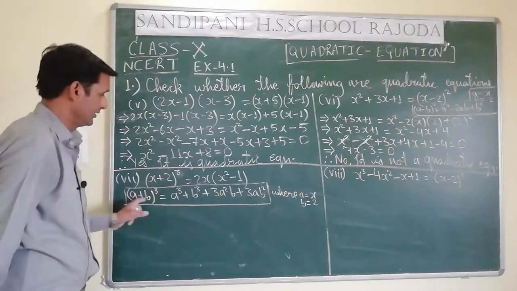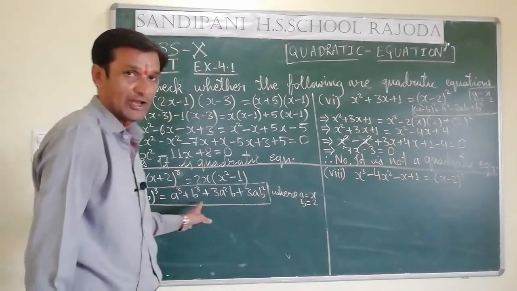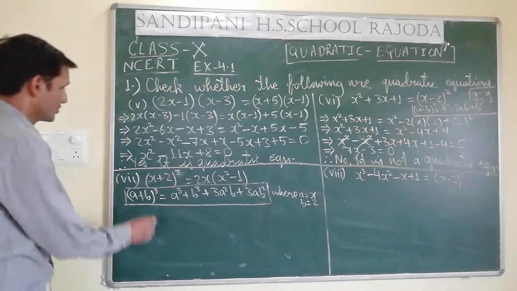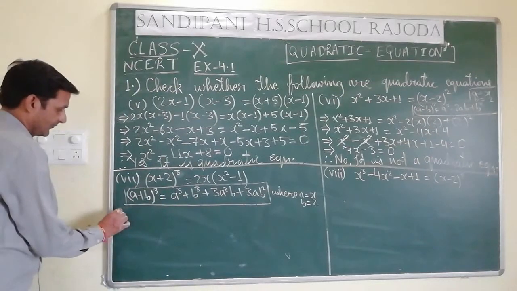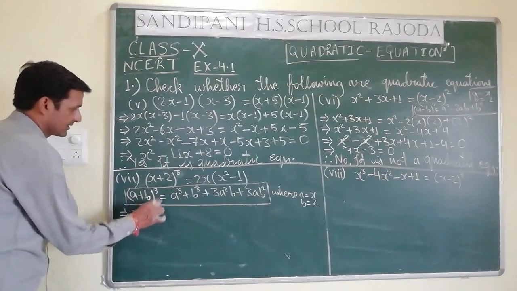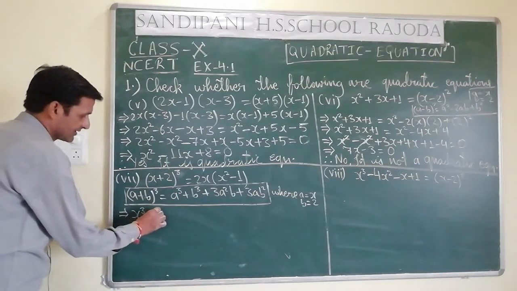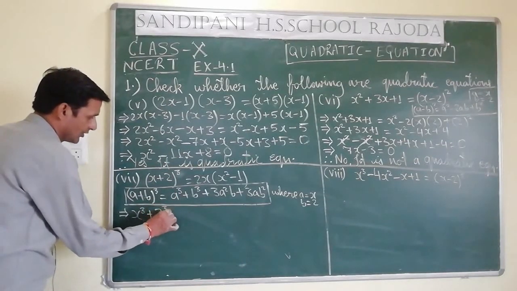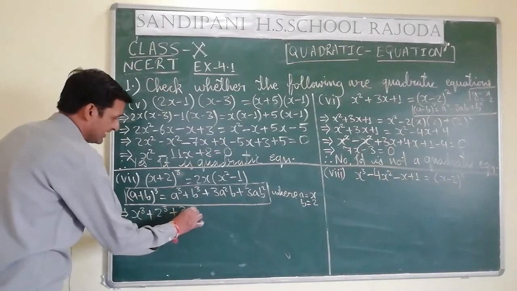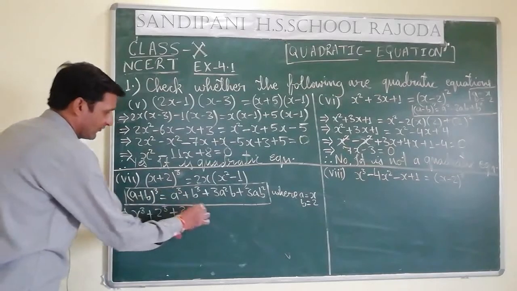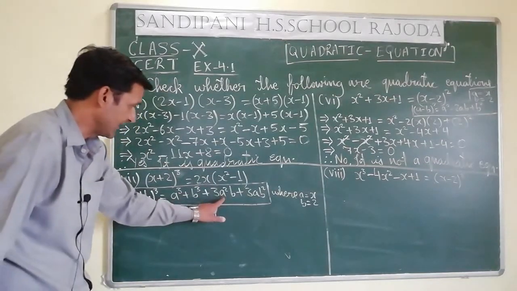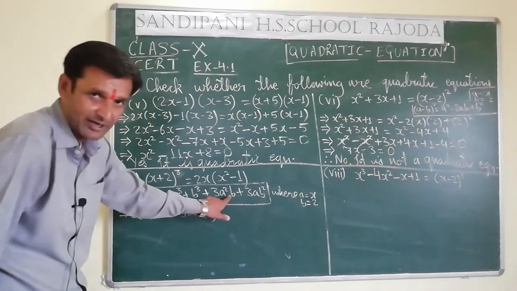(a plus b) whole cube is equal to a cube plus b cube plus 3a square b plus 3ab square. So it will be x cube plus 2 cube, plus 3a square b means 3x square. In place of b, 2 is there in multiplication, because a square b is written, which means here it is a multiplication sign. You may write it in brackets also.